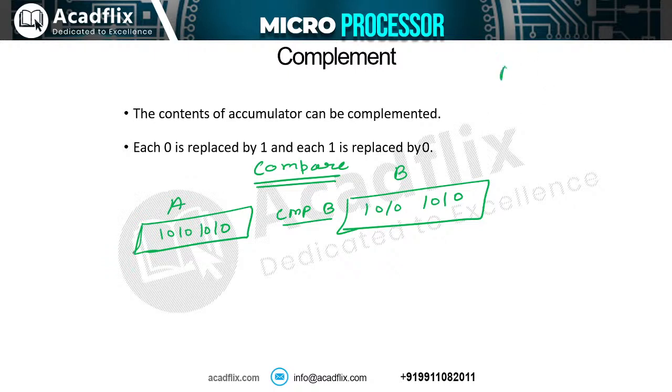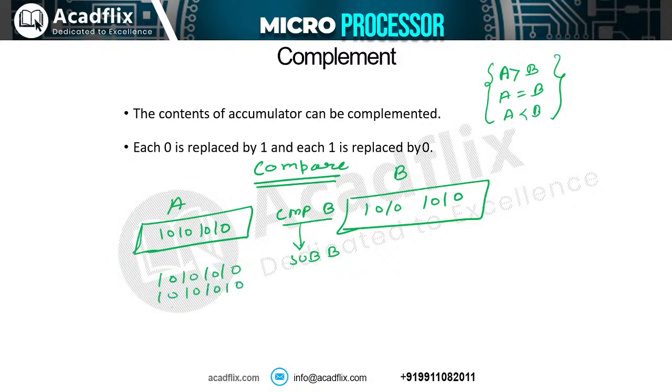There are 3 cases: either A will be greater than B, or A will be equal to B, or A will be less than B. There will be 3 cases, and these 3 cases will be specified with the help of your flags. What we will do is compare instruction will internally call the subtract instruction. We will subtract register A with register B. Okay, after subtraction you will get some values.